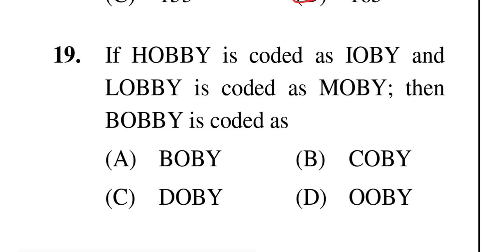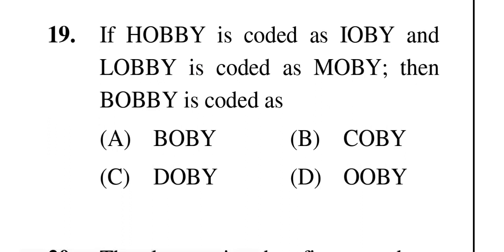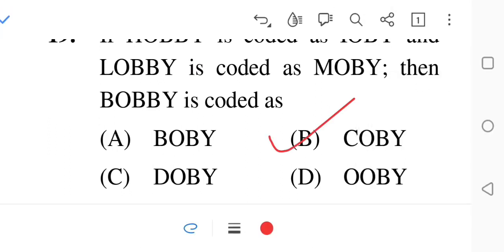Number 19. If hobby, H-O-B-B-Y, is coded as I-O-B-Y, and lobby, L-O-B-B-Y, is coded as M-O-B-Y, then Bobby, B-O-B-B-Y, is coded as what? These kind of questions are called reasoning ability. Okay, you have to use your reasoning power to solve this kind of question. Pretty easy if you know how to solve it. So the correct answer of 19 will be B, that is Bobby will be Coby, C-O-B-Y.